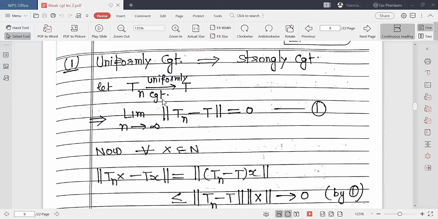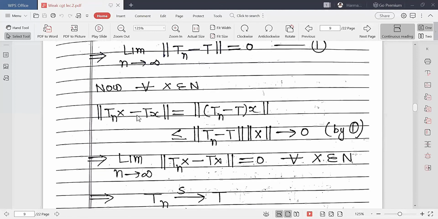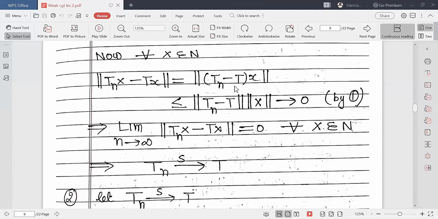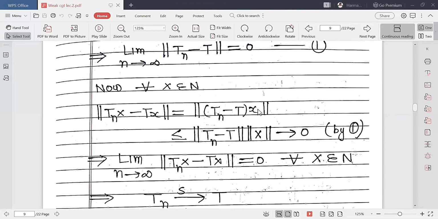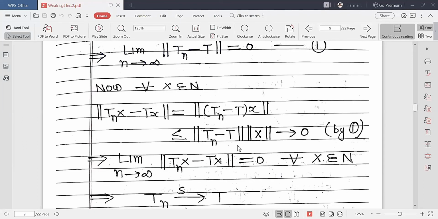Let a sequence Tn be uniformly convergent to T, then by definition that is written in equation number 1. Now consider the norm of Tnx minus Tx for every x belonging to N. This can be written in this form. Now Tn is bounded, T is bounded, so Tn minus T is a bounded operator. By definition of a bounded operator, this is less than or equal to the norm of Tn minus T times the norm of x. Now by equation number 1, this term approaches 0, so the right hand side of this equation also approaches 0.